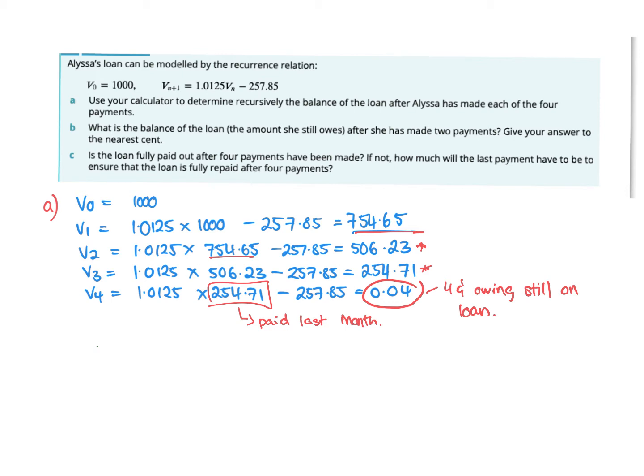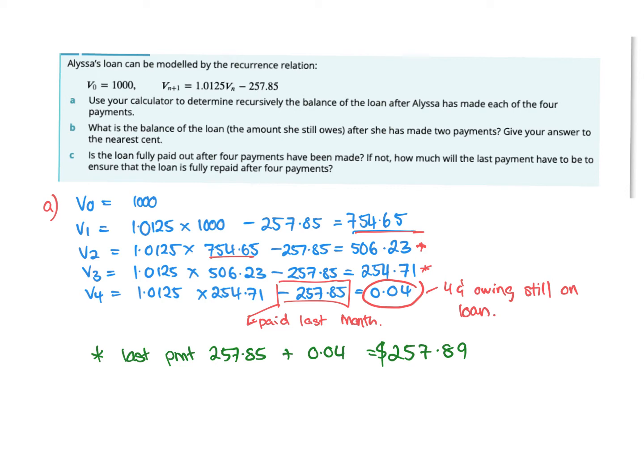So her last payment is going to be the 254.71 plus the 0.04. Oh yeah, sorry, I've written the wrong number. This is the payment, yeah. So you're going to add 4 cents to that one. So you've got your 257.85, you're going to add 4. So her 4th month payment is actually going to be 257.89.